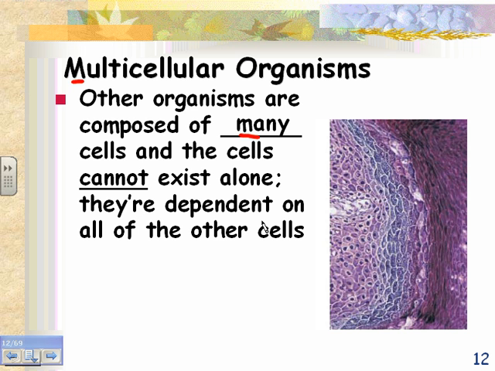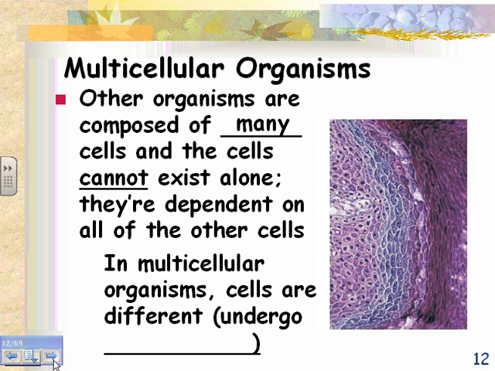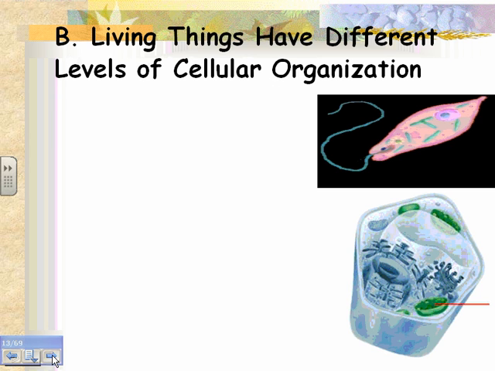So some of the cells in a tree will move water up to the top of the tree. Some will protect the outside of the tree. Some will move food through the tree. Some will just do photosynthesis. They all have special jobs and they can't live alone. In multicellular organisms, cells are different. They undergo differentiation. So that's why I was saying some of them just do photosynthesis. Some of them make a waxy outer layer to protect the cell. Some of them just move water. They all have different jobs.